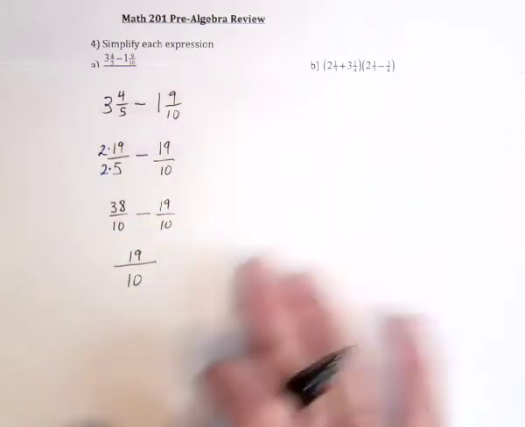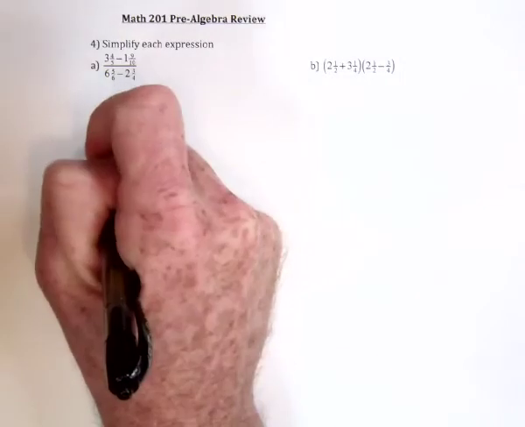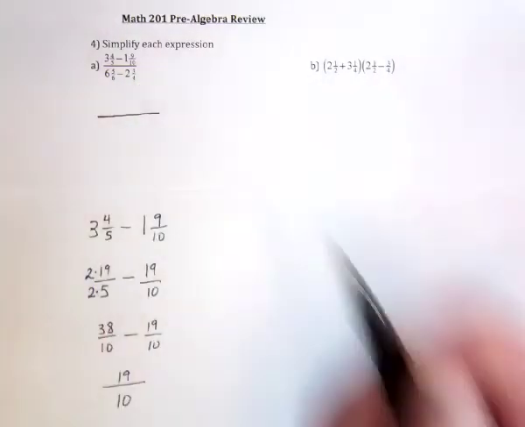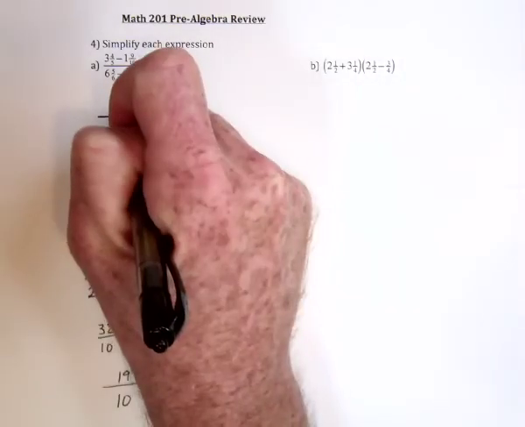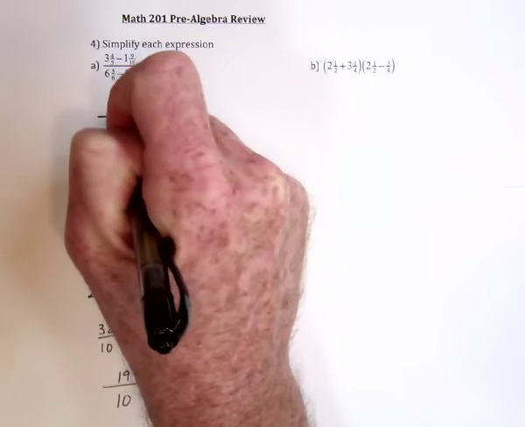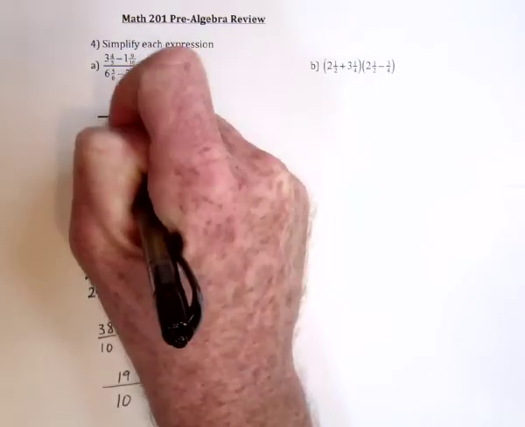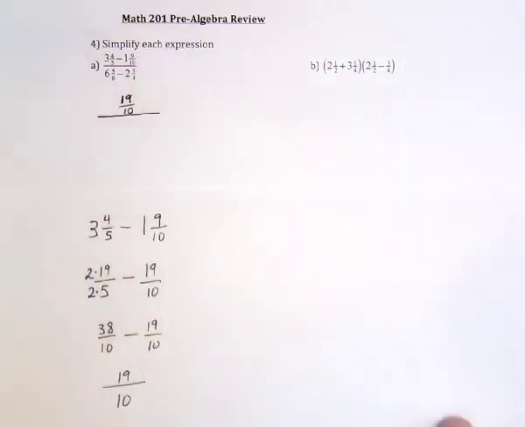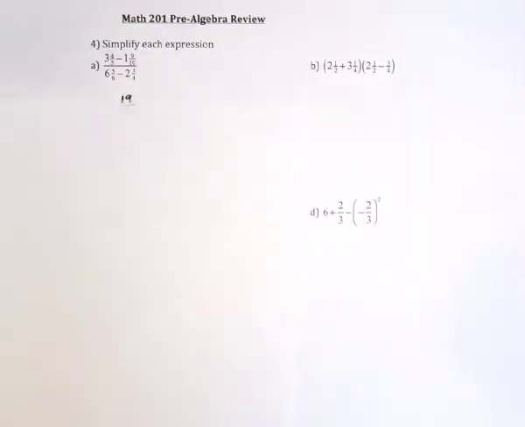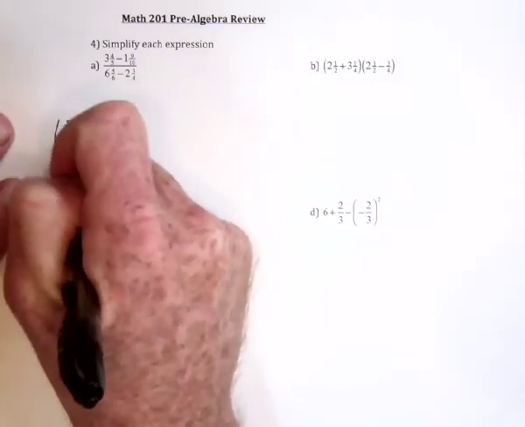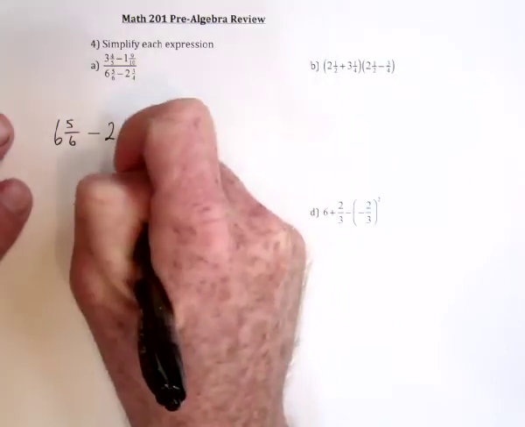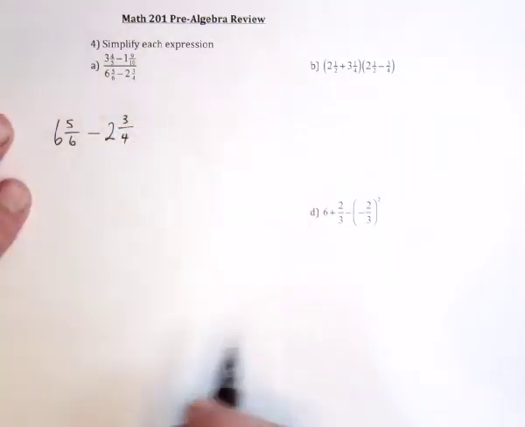So I did this work on scratch paper, and then I'm going to go over here and say, okay, what we really have is one big fraction. I just simplified the top. The top is 19 tenths. Okay, now for the denominator. So that's 6 5/6 minus 2 3/4. Again, convert them to be improper fractions.